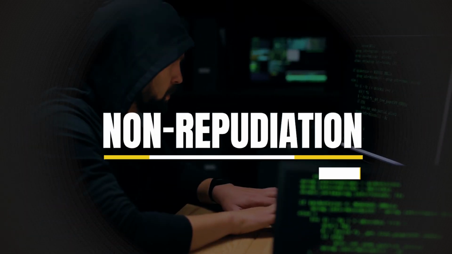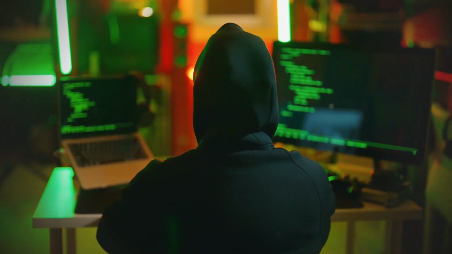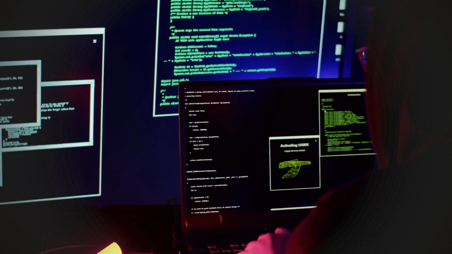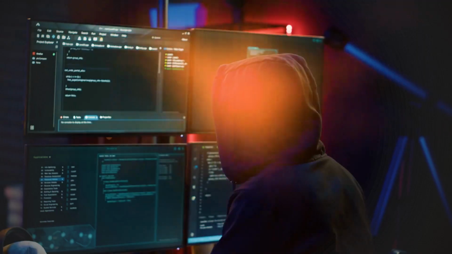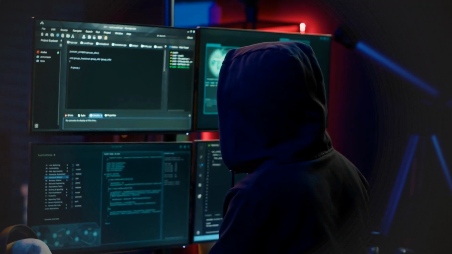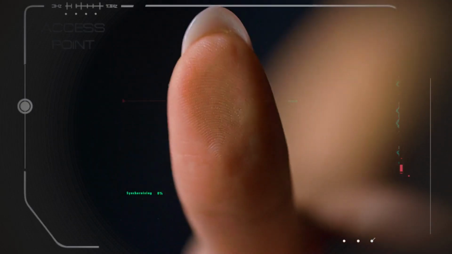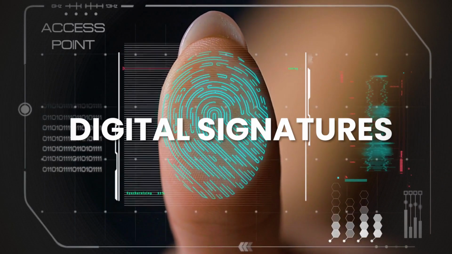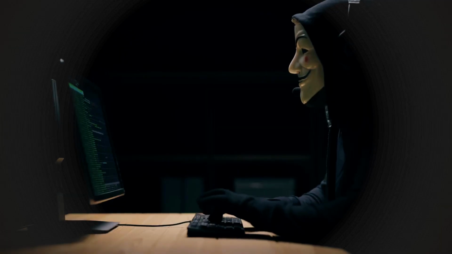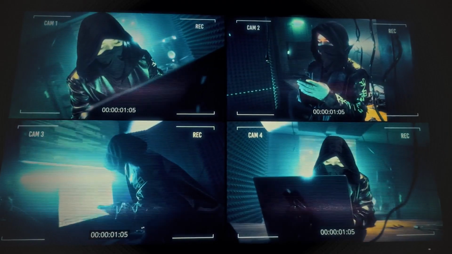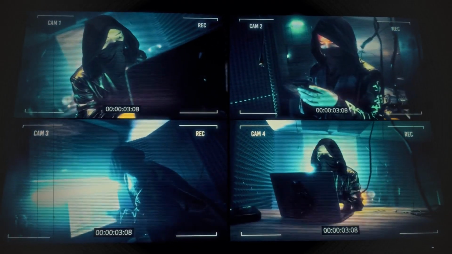Number 6. Non-repudiation. Non-repudiation guarantees that the parties to a transaction or action cannot later retract it. It provides evidence that an action occurred and that the responsible entity cannot refute their involvement. This is achieved through mechanisms such as digital signatures, which provide proof of origin and integrity, and comprehensive logging, which records the details of transactions and user activities.